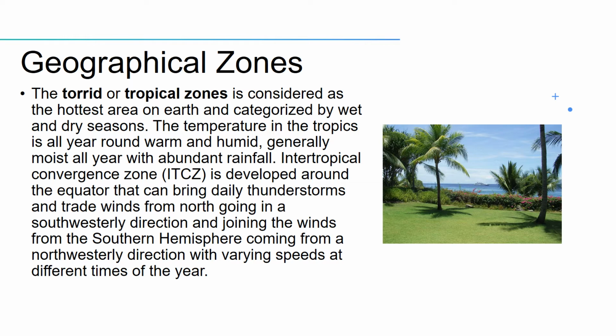So, yung mga nararamdaman nating klima or climate dito sa atin sa Pilipinas, yan yung pasok dito sa tropical zones kasi nasa tropical zone ang Pilipinas. So malapit din tayo sa equator and sa ITCZ. Kaya sa isang taon natin, nakakaramdam lang tayo ng 2 seasons, which is summer and winter. So yan yung warm and humid.